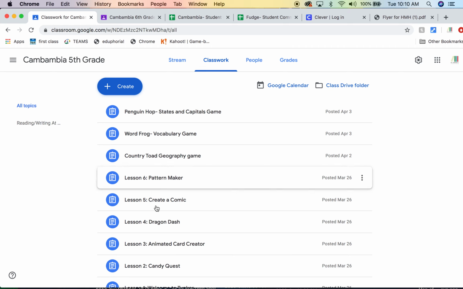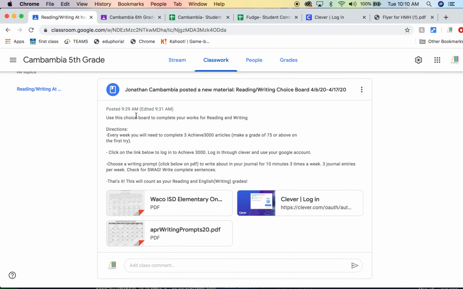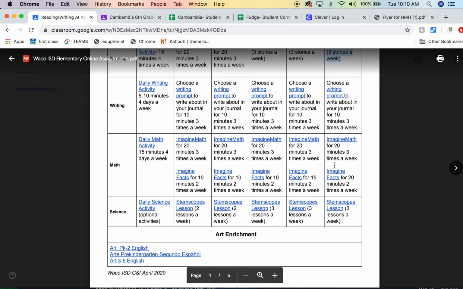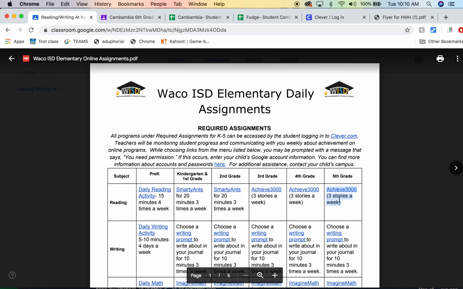So once again, to access your online choice board, you have to click on this topic, and this is what it looks like. So I hope this was helpful, and that's all you have to do once again. These 2 tabs, because you're in 5th grade for me, and then that's for Mr. Fudge Math and Science, but he's going to explain that. So for reading and writing.